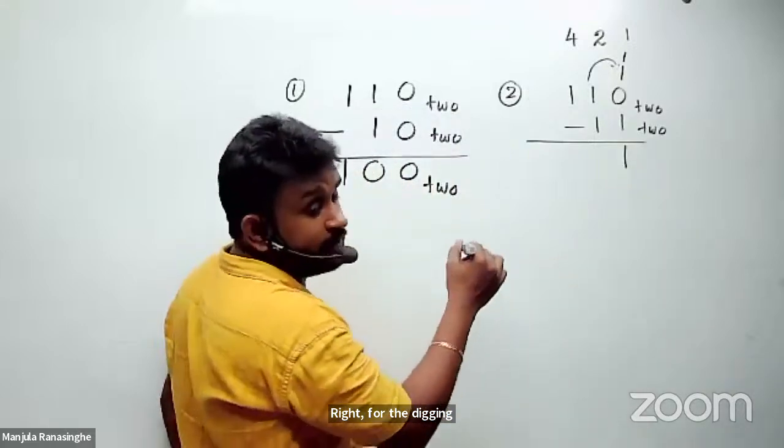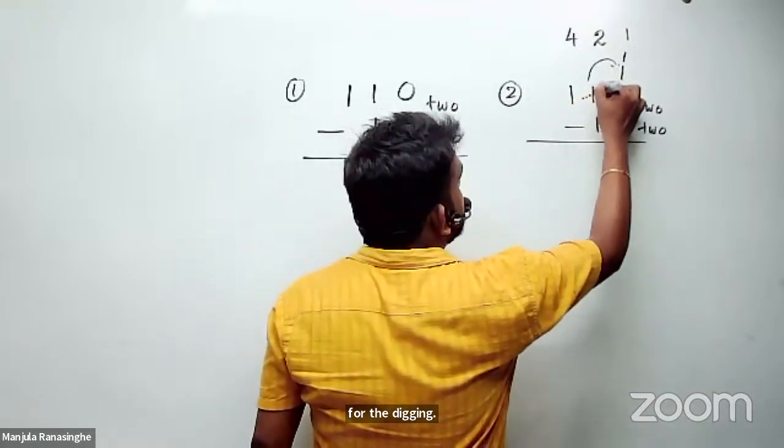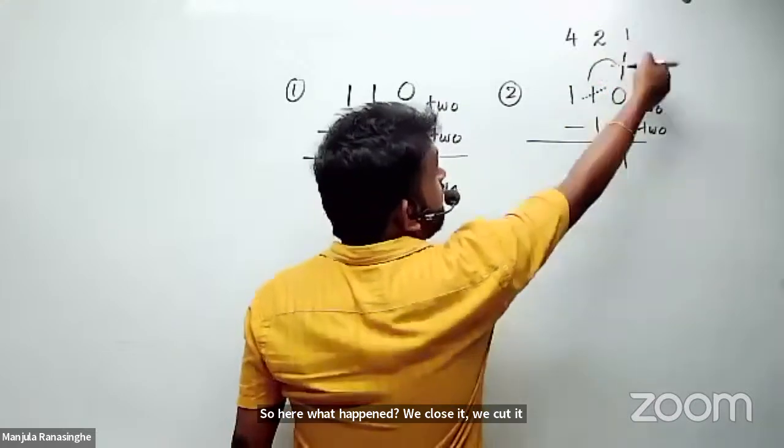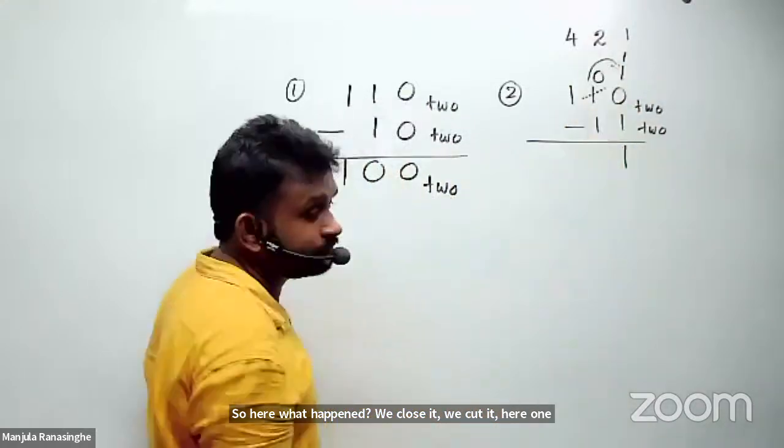So here what happened? We close it. We cut it. Here 1 was there. It's brought to the other side. So then it is 0.